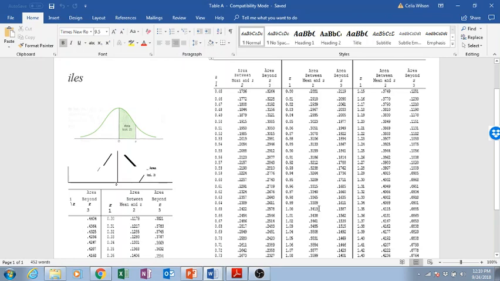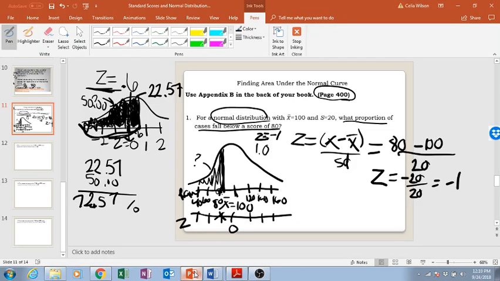It's 34.13 in your book. 34.13. So that is the area between the mean and the z. So let's see what that looks like. So the area between the mean, remember, which is right here, at 100 or at 0, and the z, so it's this area right here, is the 34.13. There we go. All right, so this area is 34.13.